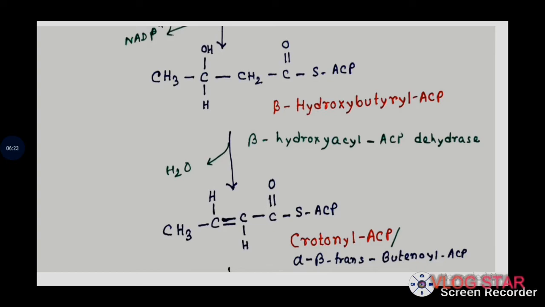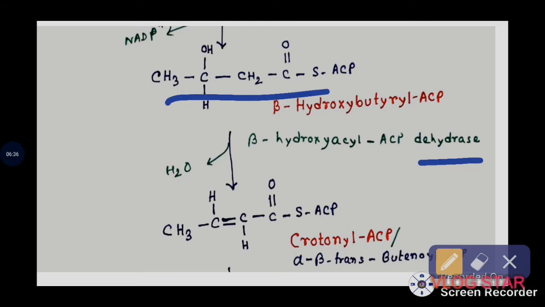So first of all, what will be the name of the enzyme? The name of the enzyme will be dehydrase. Hydro means water, so it is releasing the H2O molecule from the previous intermediate, so it is named dehydrase. If it added an H2O molecule, we would name it hydratase, but in this case it is dehydrase. So beta hydroxyacyl ACP dehydrase.